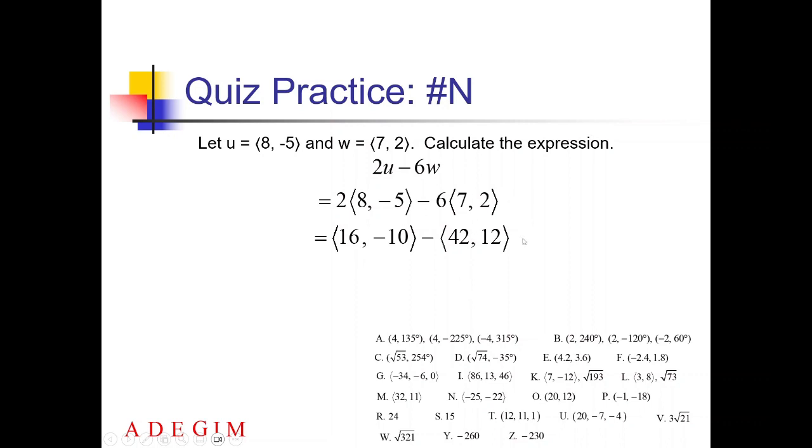Now let me subtract each pair of coordinates. 16 minus 42, that's going to be negative 26. Negative 10 minus 12 is going to be negative 22. Let's see if that matches up. So that's n right here. We have negative 26. They have negative 25. The 22s match, but one of these is off, so let's keep n.